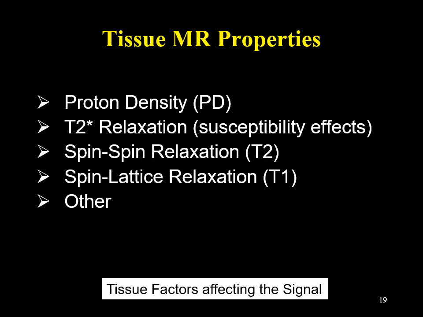T2 star relaxation has already been discussed. Proton density is the amount of hydrogen nuclei that participate in the NMR process. And again, it should be intuitively obvious that the more nuclei that there are per unit volume, the greater the amount of signal one would get from that tissue. The 2 other properties that I will discuss in this presentation are spin-spin relaxation, also known as T2 relaxation, and spin lattice relaxation, also known as T1 relaxation, recognizing that there are several other important properties of tissue that will not be discussed in this presentation.